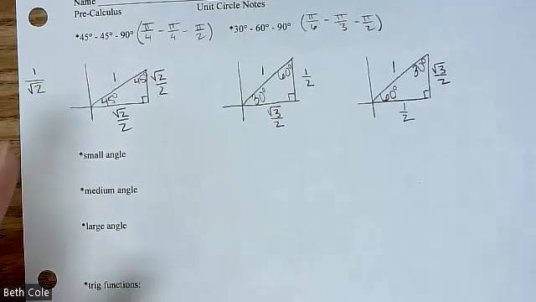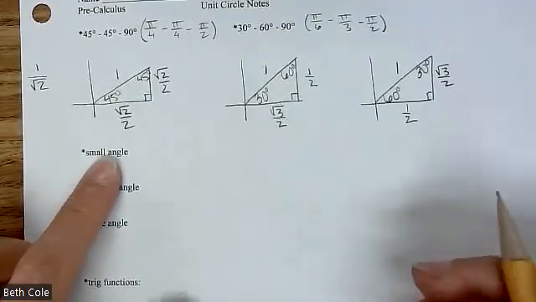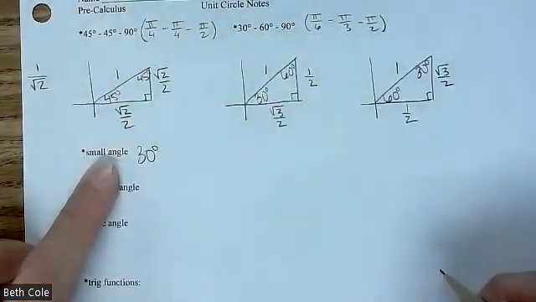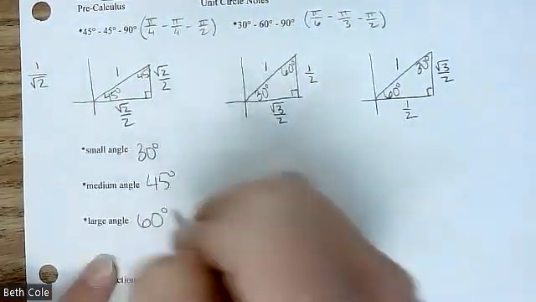Okay. So you only have 3 options for your angles. Your world becomes very, very small. The small angle is 30. The medium angle is 45. The large angle is 60.